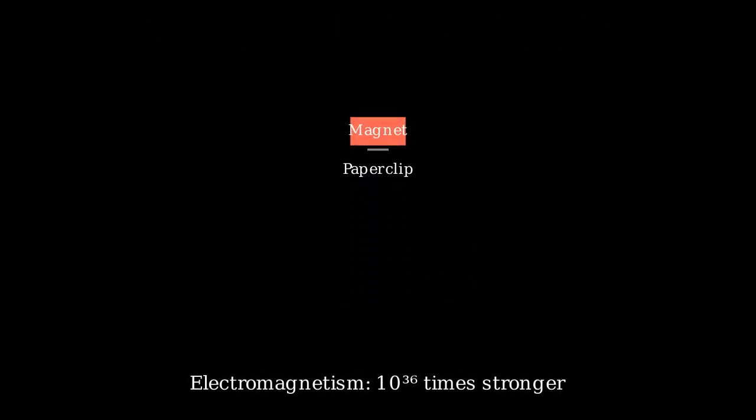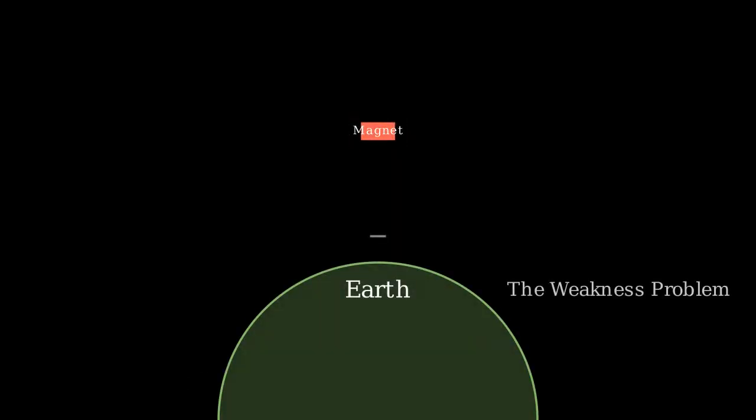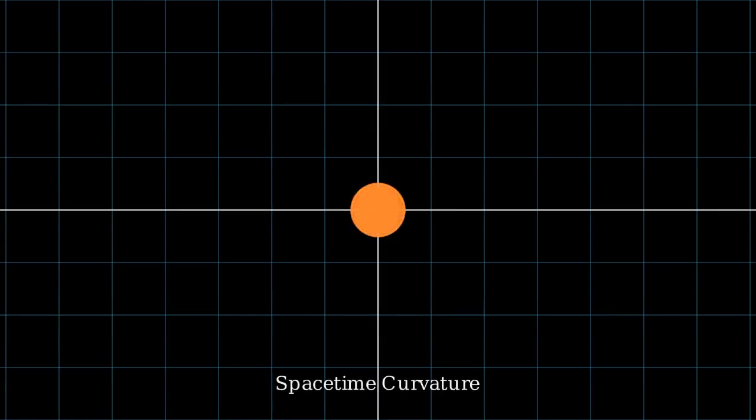Gravity pulls things down at an acceleration of 9.8 meters per second squared. But compare that to electromagnetism. A tiny magnet pulls a paperclip up instantly because electromagnetism is 10 to the 36th power stronger than gravity. Consider that a small magnet is successfully fighting the pull of the entire planet. This is the weakness problem.